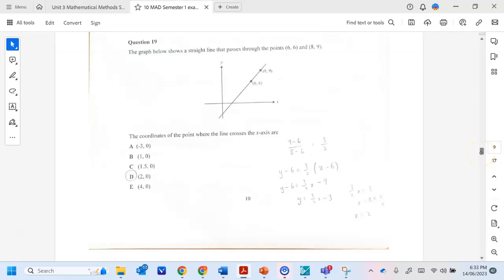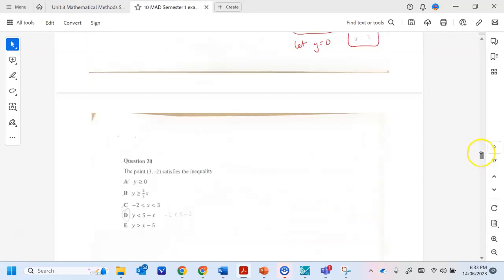All right, the next question was a little bit trickier. We've got 2 points there, so you can find the equation of your line, which is here. Then if we're finding where it crosses the x-axis, we're just letting y equal 0. That gives us an x-intercept at x equals 2.